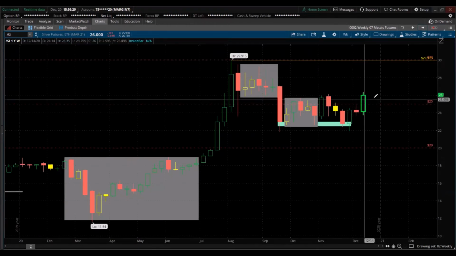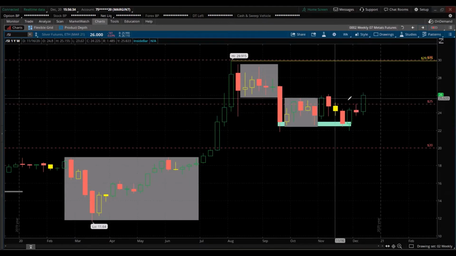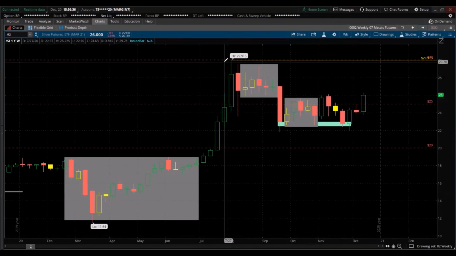Silver, strong move for the week. Green, higher high, higher low. Breaking out of that consolidation base. Here's the high for the year.